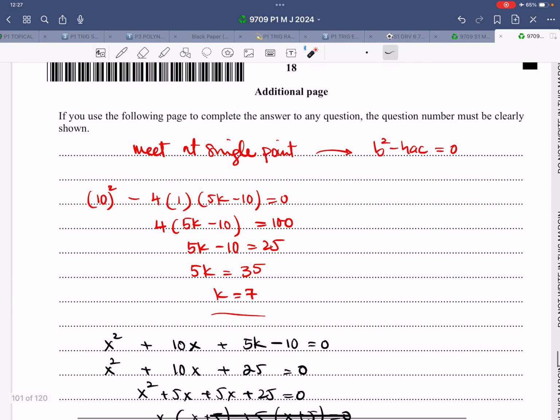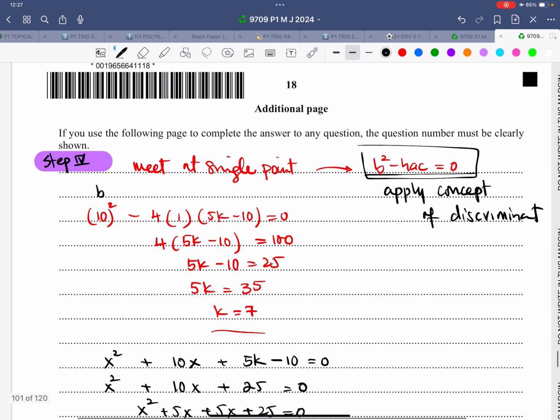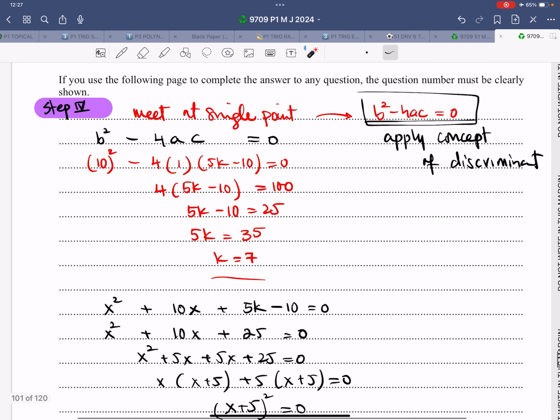And then it meets at a single point. If it meets at a single point, that is step number 4, the concept of discriminant. So apply the concept of discriminant. Since it is tangent, it meets at a single point, therefore b squared minus 4ac is 0. That is b squared minus 4 into 1 into 5k minus 10 equals 0. It's a simple linear equation. You get k equals 7.